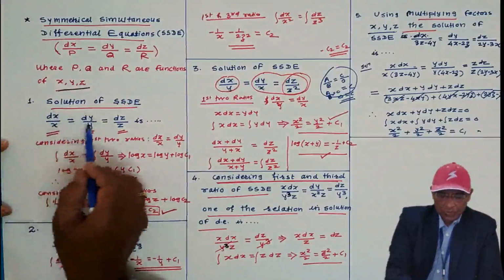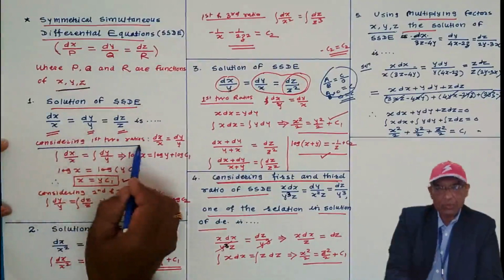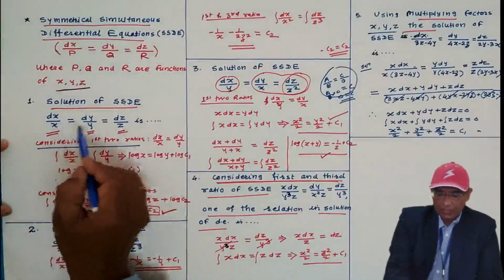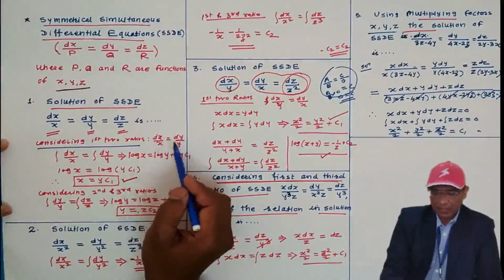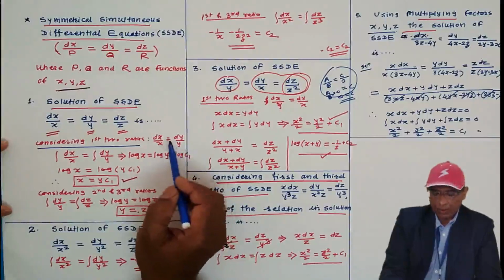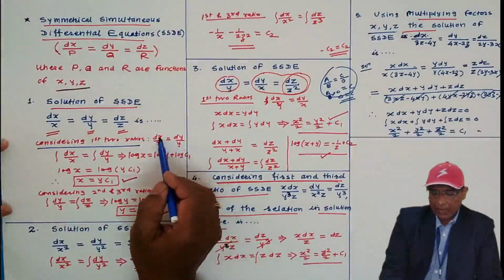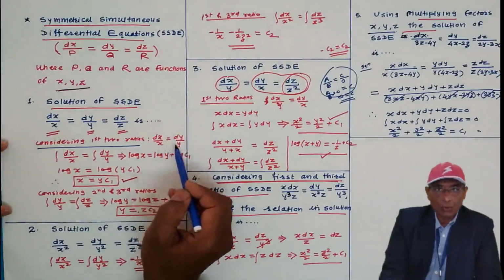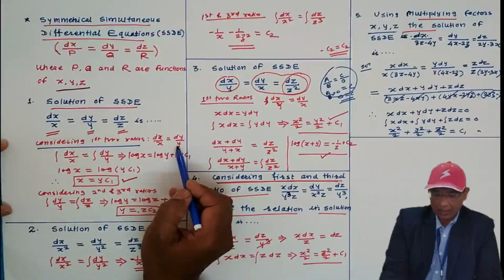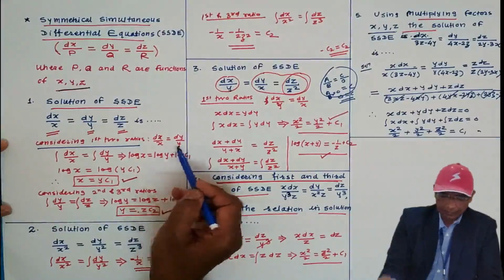I am equating first two ratios, considering first two ratios, dx by x equal to dy by y. Here in the numerator dx, dy are present, in the denominator x and y terms are there. Okay, this is very important. When in the numerator dx and dy are present, in the denominator we want terms of x and y only. We don't want z in any case.